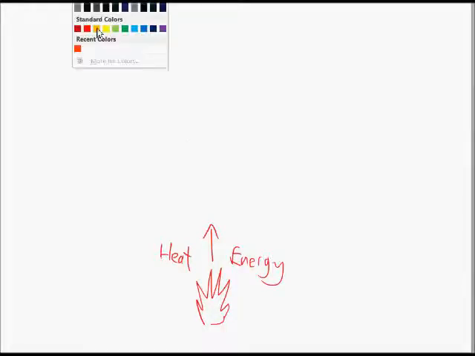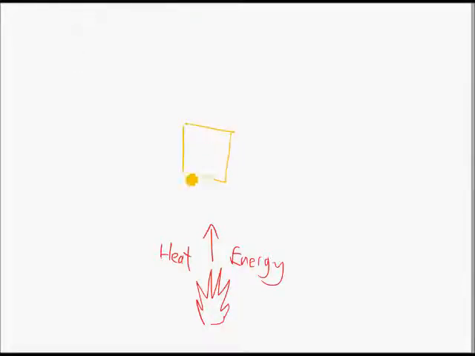Right, so let's make a fire, and this fire is giving out heat energy. Okay, and I am going to put in the fire a big lump of copper.